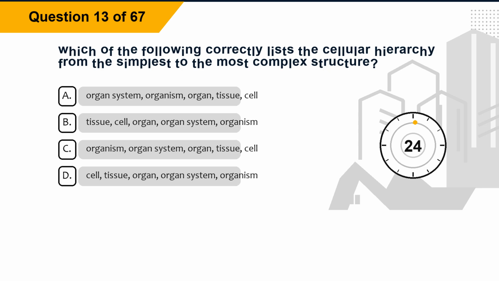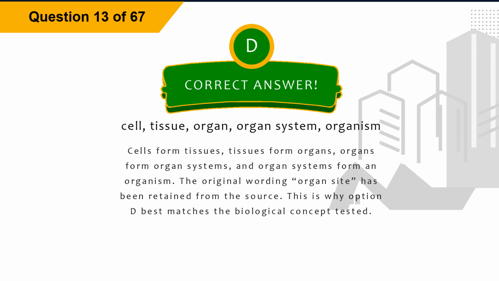Question 13. Which of the following correctly lists the cellular hierarchy from the simplest to the most complex structure? Option A, organ system, organism, organ, tissue, cell. Option B, tissue, cell, organ system, organism. Option C, organism, organ system, organ, tissue, cell. Option D, cell, tissue, organ system, organism. The correct answer is option D, cell, tissue, organ system, organism.